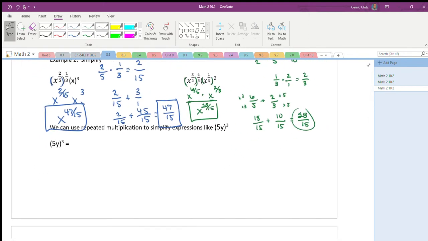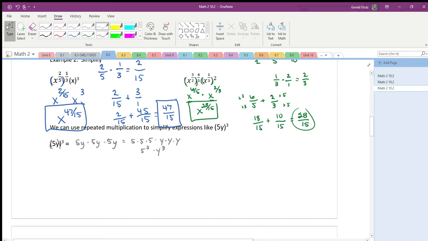So we can use repeated multiplication to simplify expressions like 5y to the 3rd. If the 5y is in parentheses, it's the same as saying 5y times 5y times 5y, so 3 times. So I can multiply these, 5 times 5 times 5, and then y times y times y. So we get 5 to the 3rd times y to the 3rd.